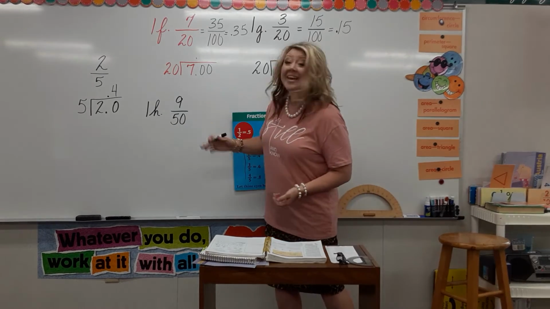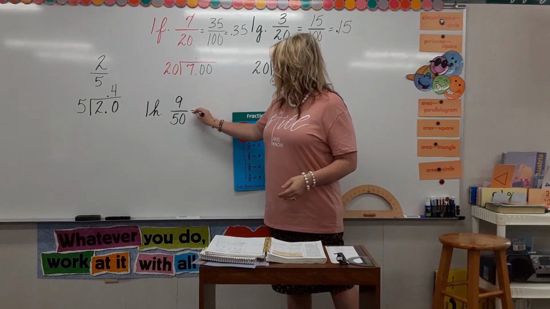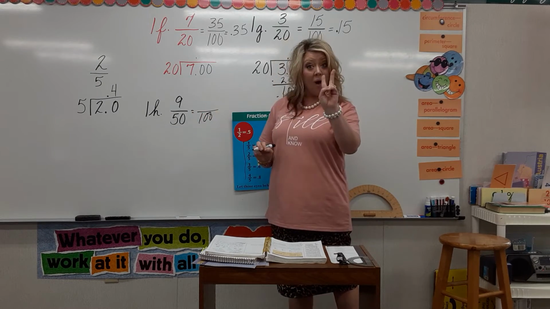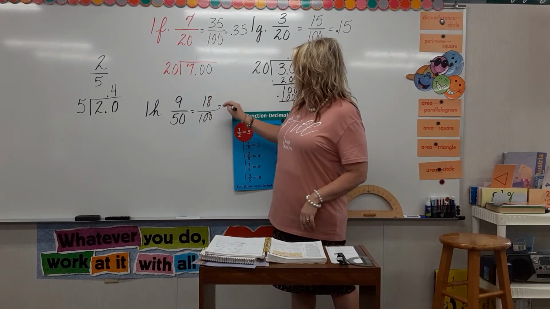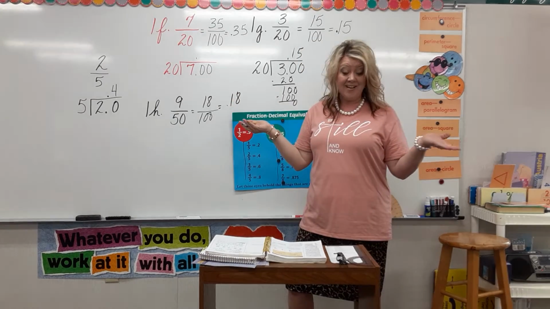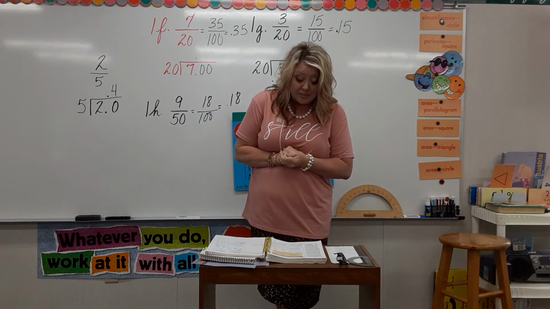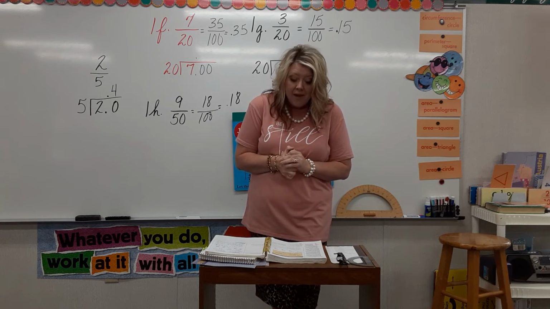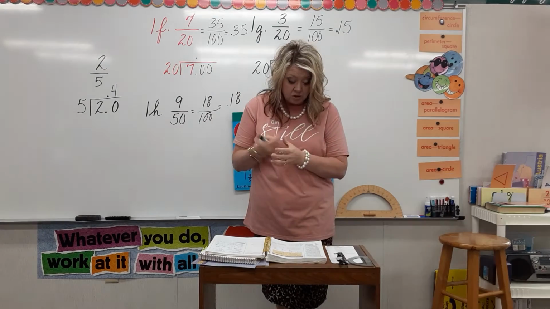What about right here? Can I divide 50 into 100 without a remainder? Sure. So 50 goes into 100 twice, and 2 times 9 is 18. Therefore, this is 18 hundredths. So that's another way. That's one reason why I wanted to hop on here this morning and give you that little tip. It's just a faster way to do it. That only works if you, again, can divide the denominator evenly into 100.